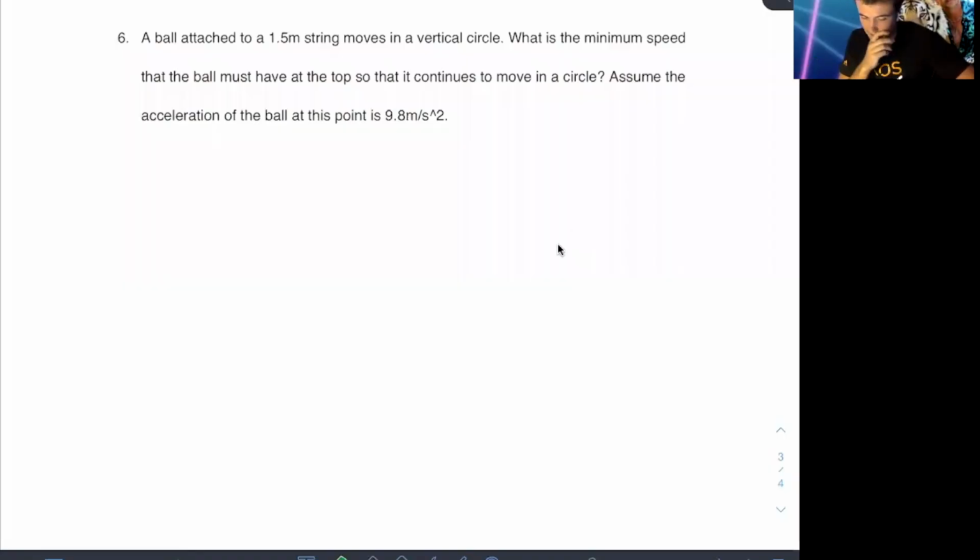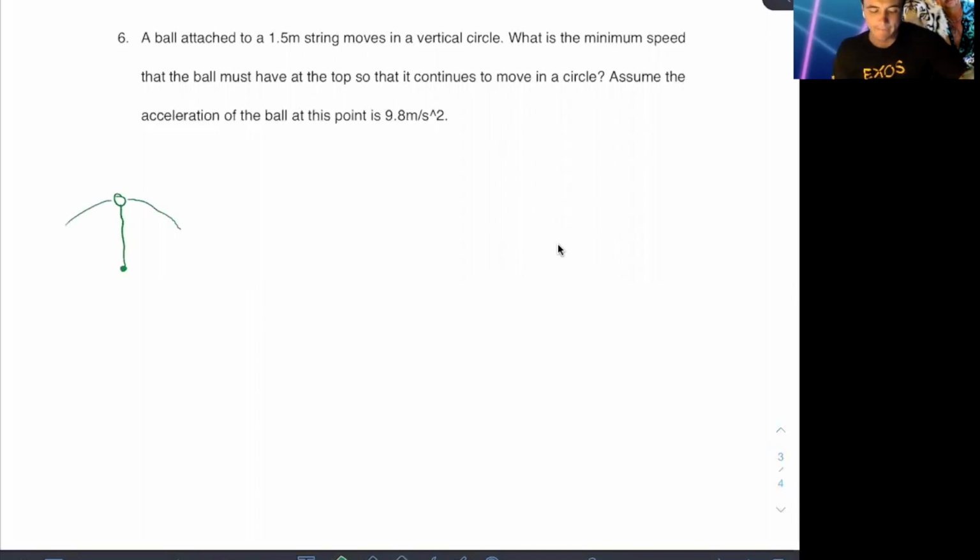All right, so number 6, we've got a ball attached to a 1.5 meter string that moves in a vertical circle. What is the minimum speed that the ball must have at the top so that it continues to move in a circle? Assume the acceleration of the ball at this point is 9.8 meters per second squared. So we've got a ball attached to a string, it's going in a circle, and it's at the top right now. It's moving in this circular pathway around this point.